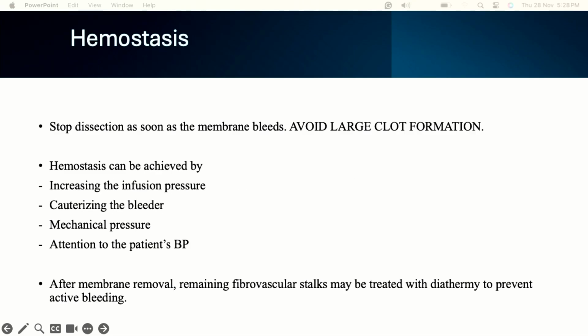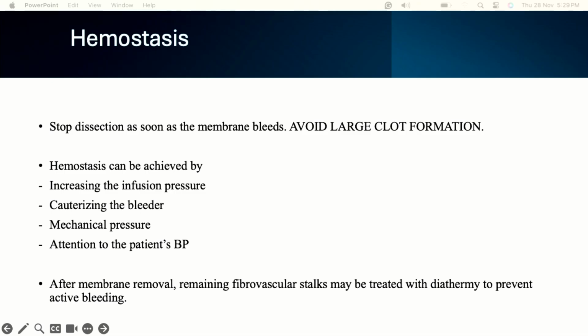So hemostasis is equally important. We should stop the dissection as soon as the membrane bleeds, and we should avoid large clot formation, as it can be very difficult to remove a large clot because it can also get adherent to the retina, and we have to do the surgery again as a membrane only. It can be achieved by increasing the infusion pressure, cauterizing the bleeder, or with mechanical pressure using the cutter itself. And if all is not working, we should pay attention to the patient's BP. We should ask the anesthetist colleague if we can reduce the patient's blood pressure.